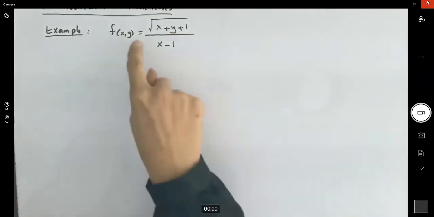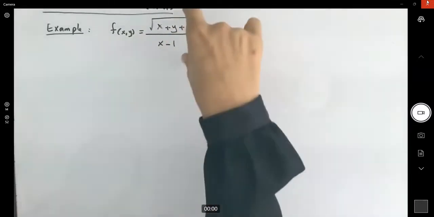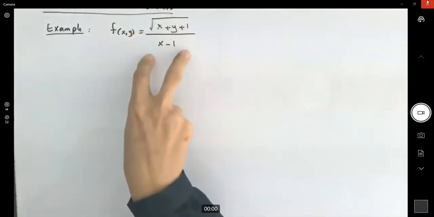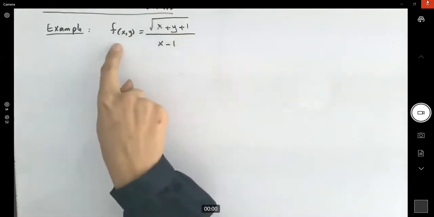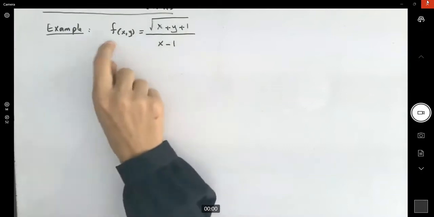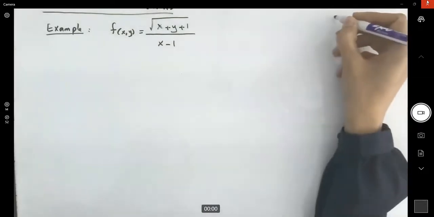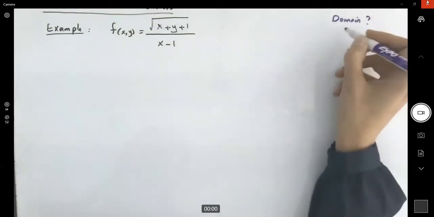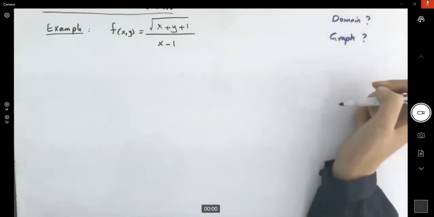Z is equal to, well, here you have a rational expression. On the numerator, you have a radical. On the denominator, you have this linear quantity, and this is your function. You have a function. The very first question that you have is, what is the domain? After finding the domain, you should be asking about the graph of the function. What's the behavior of the graph?